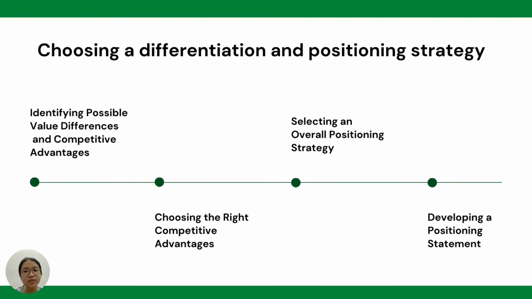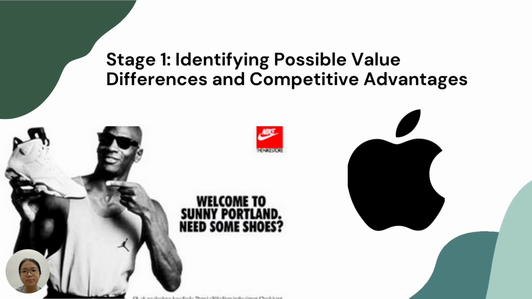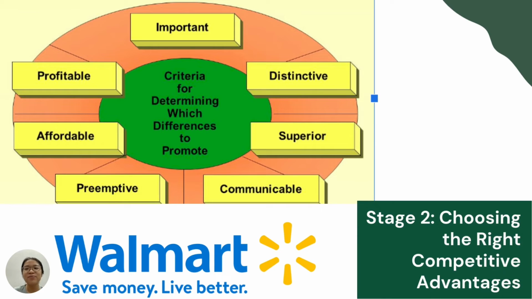There are four stages in choosing a positioning strategy. In the first stage, a brand should try to answer a question: what can it offer more than its competitor in terms of product, service, channels, people, or image? With people, Nike collaborated with basketball superstar Michael Jordan to promote its basketball shoes and apparel collections. With image, we have the bitten apple. You know what brand already, right? Once the companies have finished stage one, they must now decide on how many differences and which to promote using this criteria. For example, Walmart's advantage is unbeatable low price.